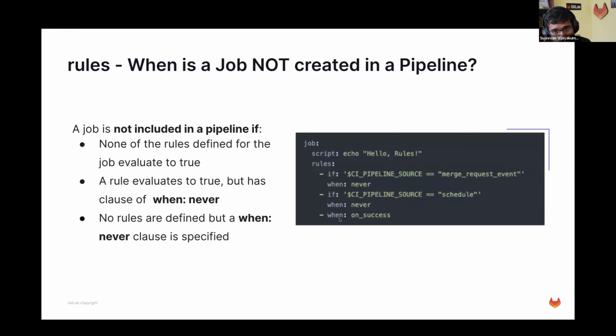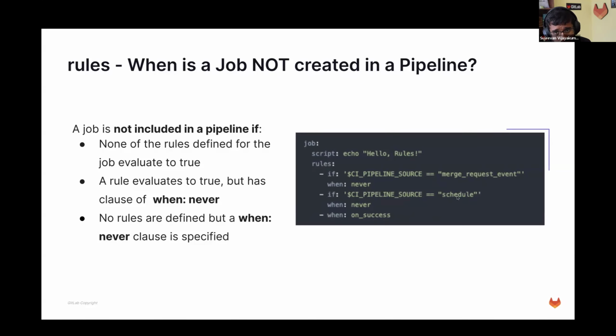And if not, when on success, this would just execute it if everything else is not happening. So if it's just a normal branch pipeline, for example, then this job will execute. But if the pipeline is running as a merge request pipeline or as a schedule pipeline, this job will not execute. There are many, many more examples on rules.